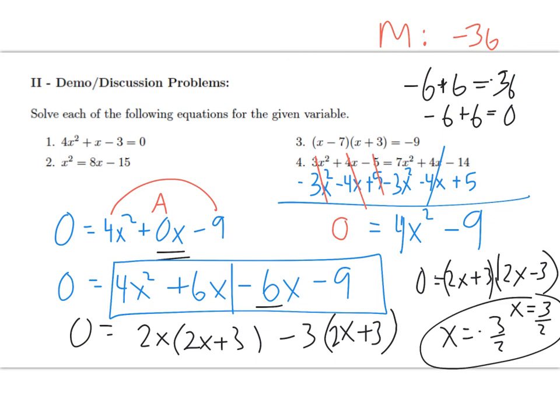So definitely an interesting problem, especially because the b term disappeared. And there we go. We have our two solutions. Keep in mind this is a quadratic, so we will have at most two solutions. We could have one solution, and we could actually have no solutions, and we'll look into that later in the course. But we got our two answers. Very good.